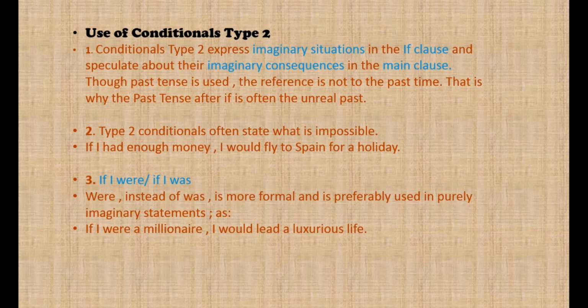For example, if I had enough money, I would fly to Spain for a holiday. So you can check that in the main clause there's an impossible consequence, and in the first one you have some kind of impossible situation or condition. If I had enough money, so this is a conditional sentence that is just referring to impossibility or impossible results.